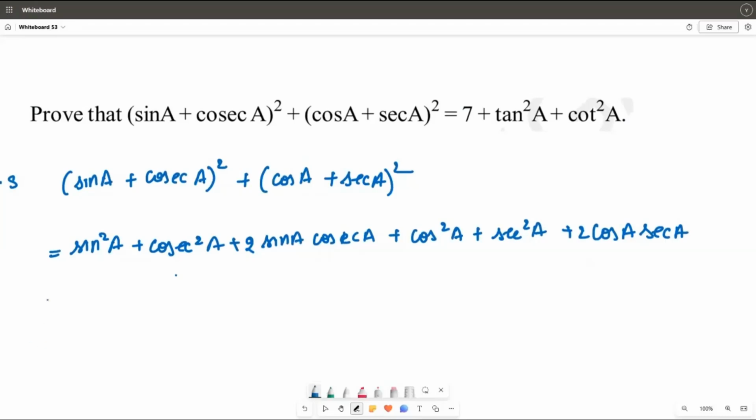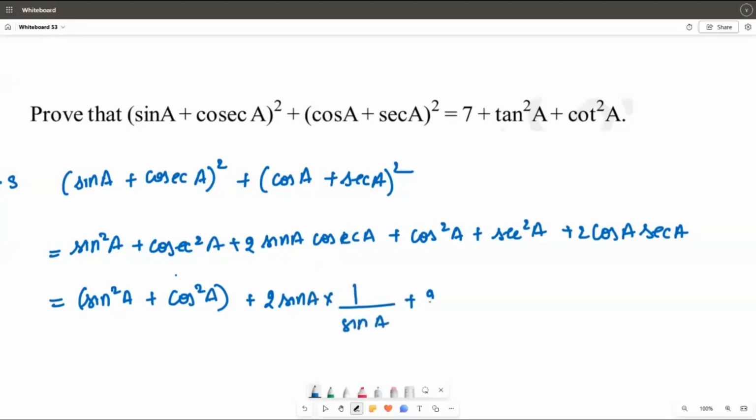So let's group both of the terms. Let's group sin square A and cos square A, because we know that the sum of these two is equal to 1. Let's keep them aside. And we know that cosecant A is the reciprocal of sine, so let's replace it with 1 by sin A. And we also know that secant A is the reciprocal of cos, so let's replace secant A with 1 by cos A. And let's write both of the other terms here, which is cosecant square A plus secant square A.